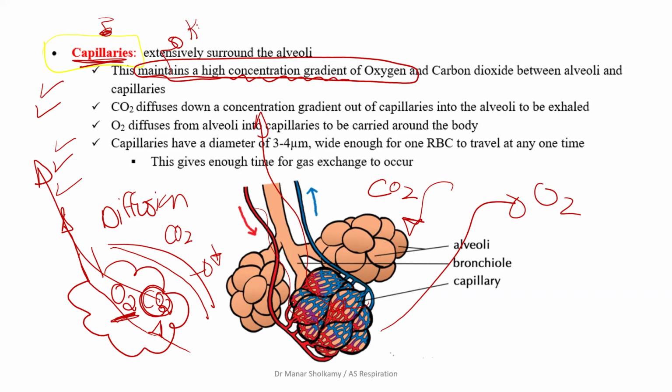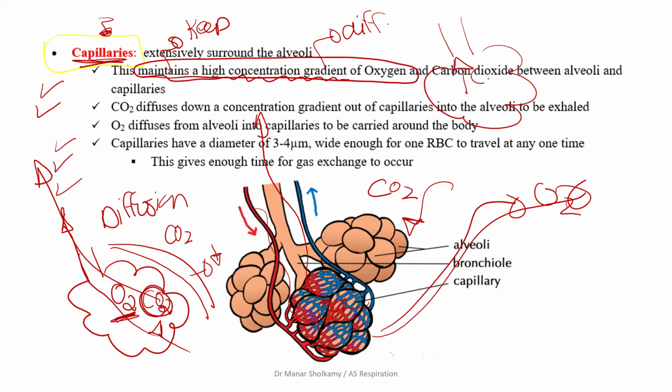Maintain means to keep. Let's take it word by word. Concentration gradient, gradient means difference. I have lots of oxygen inside and less oxygen outside. Why do I have less oxygen outside? Because the capillaries are taking it away. It's giving it to the tissues. So when I always have high oxygen inside the alveoli and less oxygen outside the alveoli, in this way, I will maintain a concentration gradient and oxygen will keep on diffusing from the alveoli to the outside. Do you understand what this sentence means?